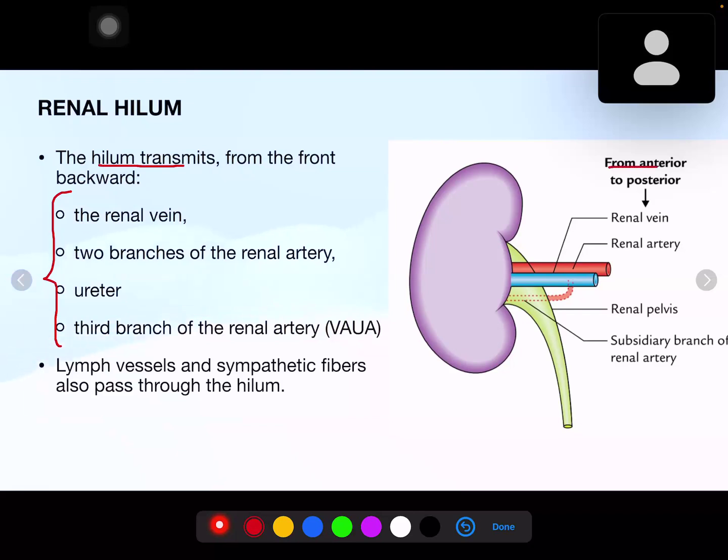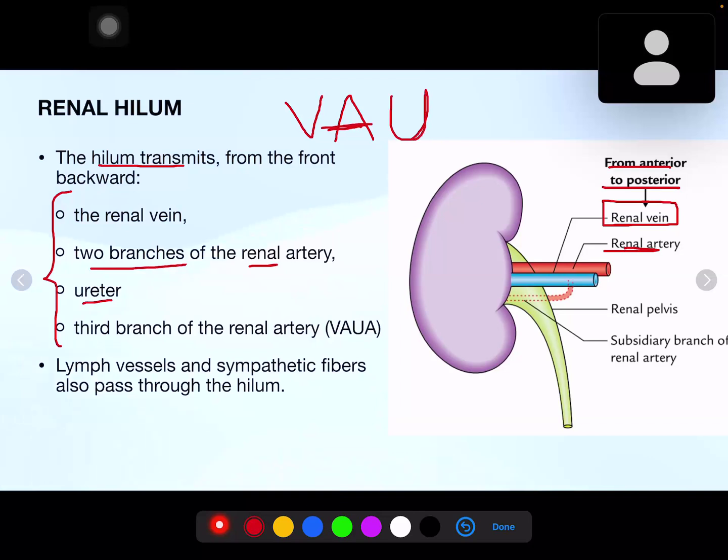Now the relation is very important, what is anterior and what is posterior. From anterior to posterior, the most anterior structure is the vein. So first is the vein, then the renal artery. There are 2 branches of the renal artery, and they both enter the renal hilum. Then the ureter, VAU. And then also a 3rd branch of the renal artery as well. So this is the important relation you have to remember in the renal hilum.